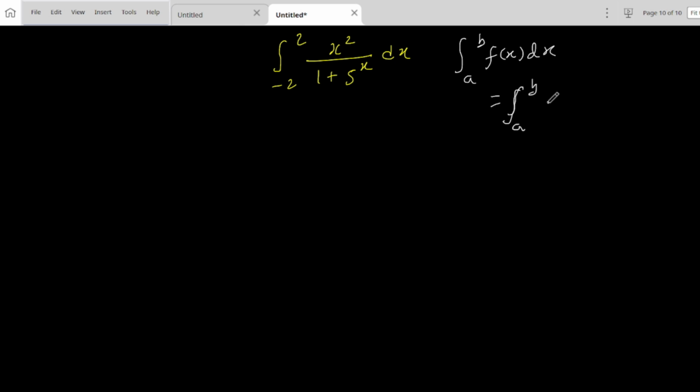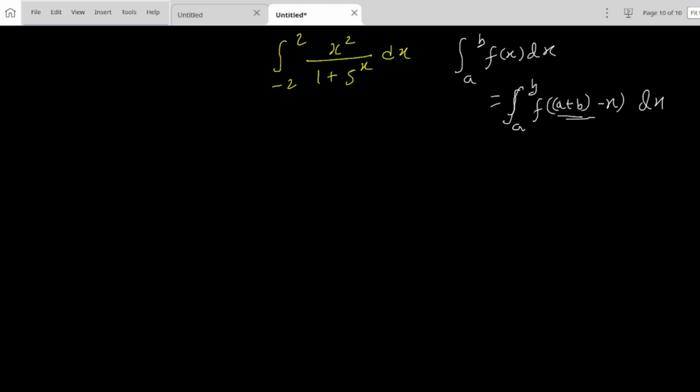Integration of minus 2 to 2, x square divided by 1 plus 5 to the power x dx. To solve this, we are going to use the integration property: integration of a to b f(x) dx is equal to integration of a to b f(a plus b minus x) dx. So here we are going to use the same property to solve this problem.